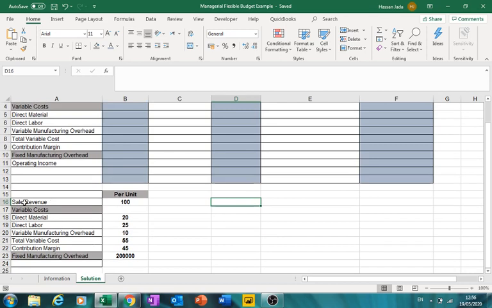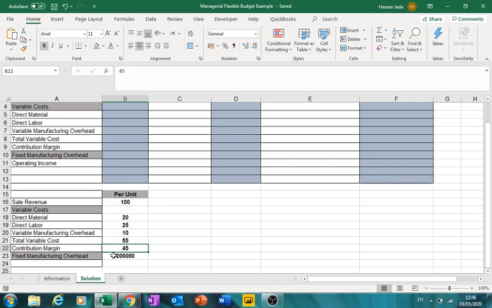We have here sales revenue, selling price per unit is 100 JD, direct materials cost per unit is 20 JDs, direct labor cost per unit is 25 JDs. We have variable manufacturing overhead 10 JDs per unit. Total variable is the sum of 20 plus 25 plus 10, which is 55. And we have contribution margin per unit, which is the selling price per unit 100 JD minus 55.